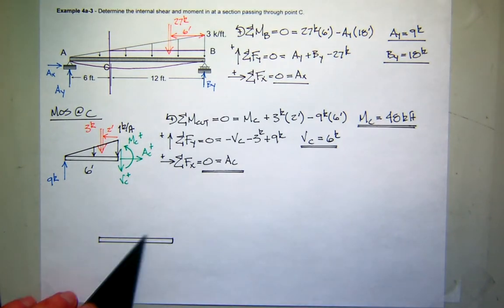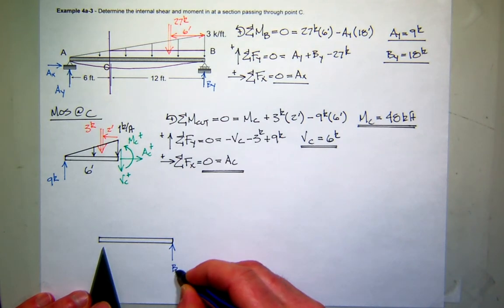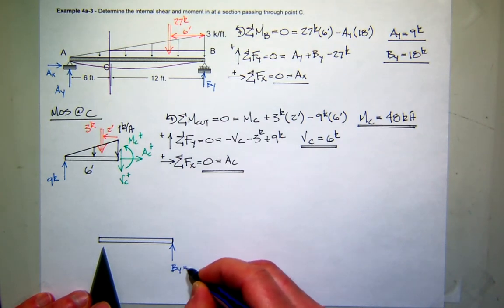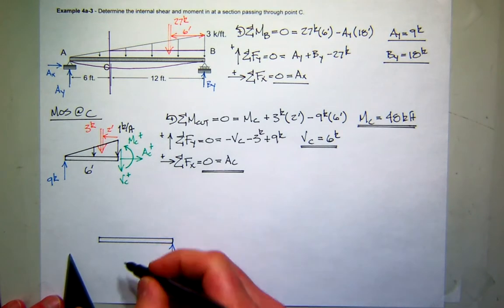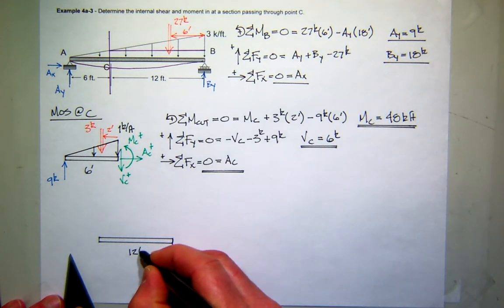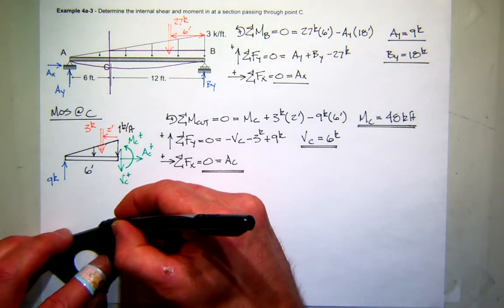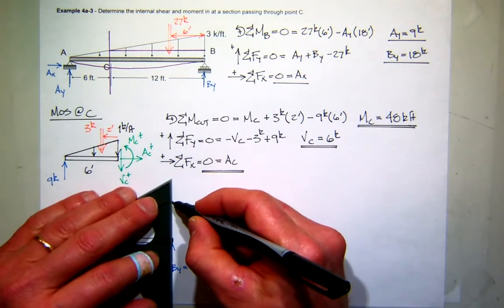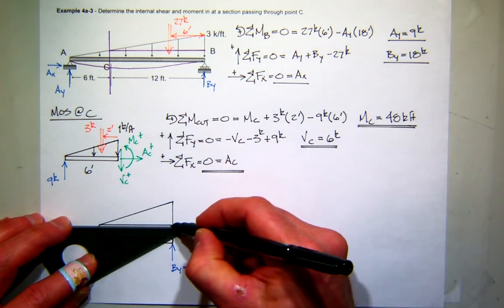We'll start by putting our reaction By on there. Oops, I wrote By, I should have just written 18. Also, this particular length is 12 feet, and it's a trapezoid. I'm going to exaggerate it. We've already talked about the fact that we're going to break this up.